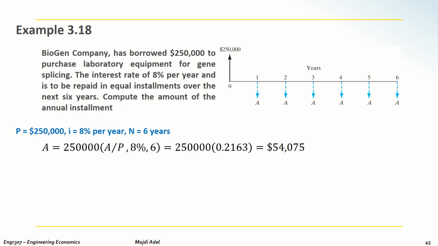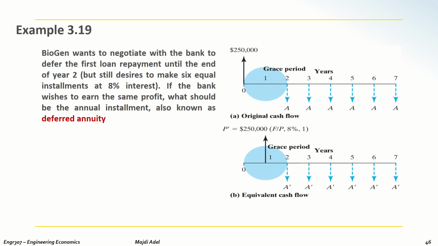25,000 multiplied by the factor A given P, plug in the numbers, you will get $54,000. The same example for Biogen, but now we have what we call a grace period. Biogen is going to borrow the same amount of money, $250,000, but they are going to negotiate with the bank to have a grace period for 2 years.